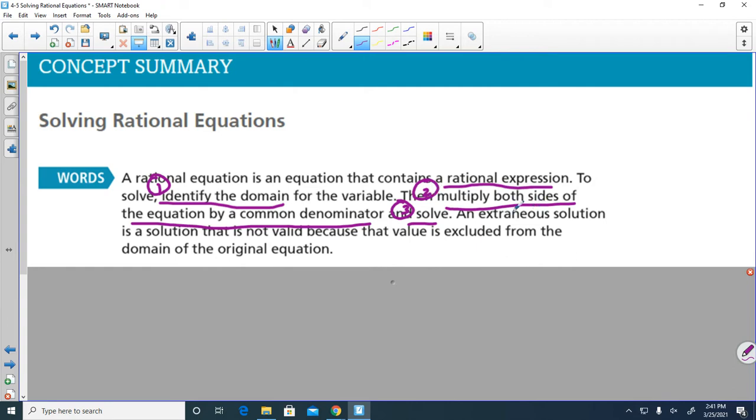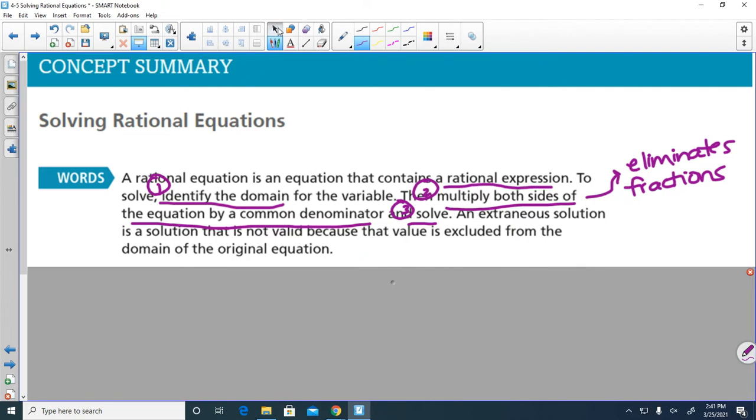Step 2, multiply both sides by a common denominator, what that does is it should eliminate any fractions. And when we eliminate the fractions, it makes the equation look a little more friendly and nicer to solve. Next, then we'll check for extraneous solutions. A solution is not valid if that value would be excluded from the domain.